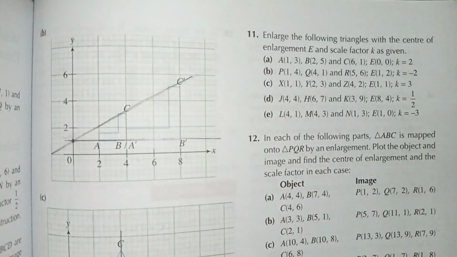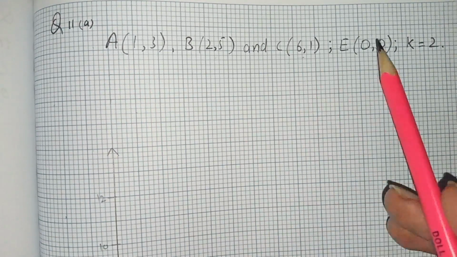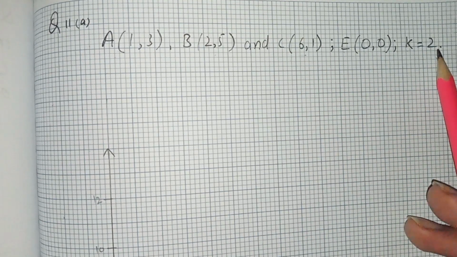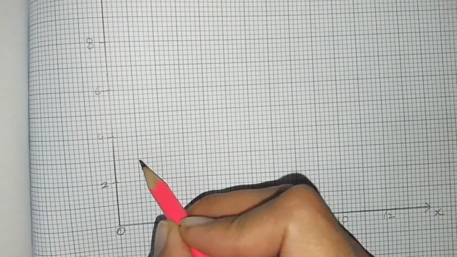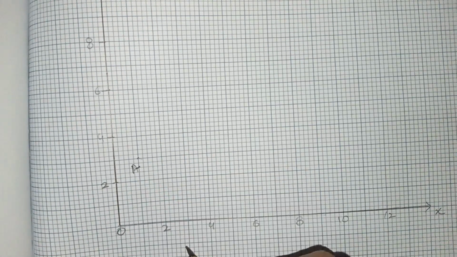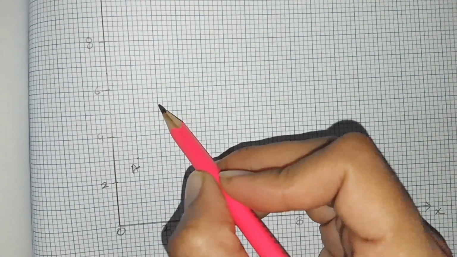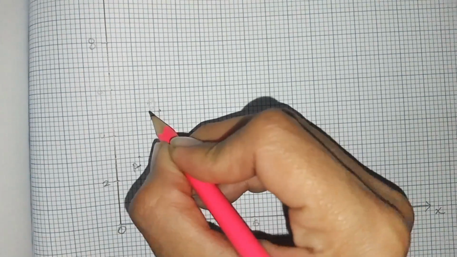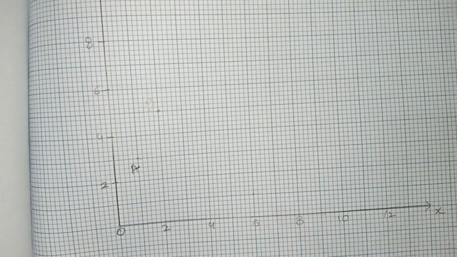Let's start, students. Now, students, in part A, the triangle A, B and C is given to us, and the center of enlargement is the origin 0, 0, and K is the scale factor. This is the point 1 and 3 along the y-axis, and this is the point A. B is 2 and 5. This is B. And C is 6 and 1.